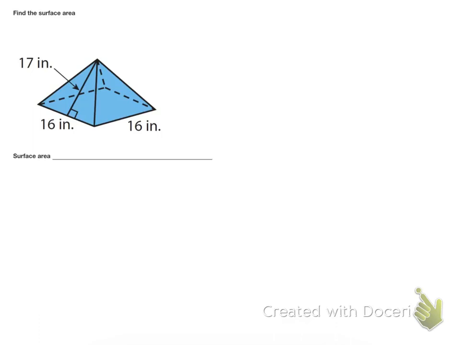Find the surface area. How many sides does this shape have? So it has 5 sides. We got side here, side number 1. We got this back side here, side number 2. We got this side here, side number 3. And we got this last side, side number 4.